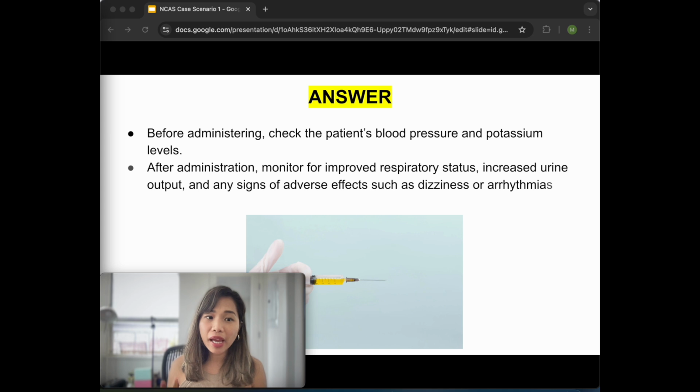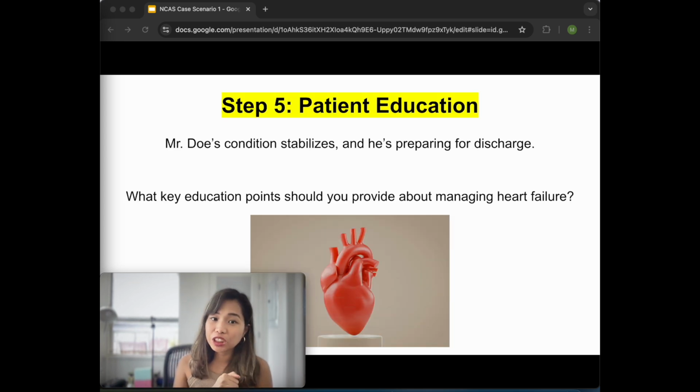However, what can happen is you have electrolyte imbalances, you can have volume depletion. So as the nurse, as a primary nurse, just because you gave all those medications, you gave those nursing actions, that doesn't mean that you stop taking care of your patient, because something can still happen. So next would be patient education.